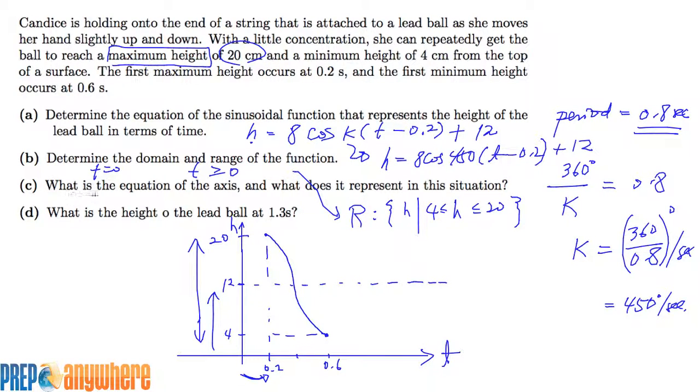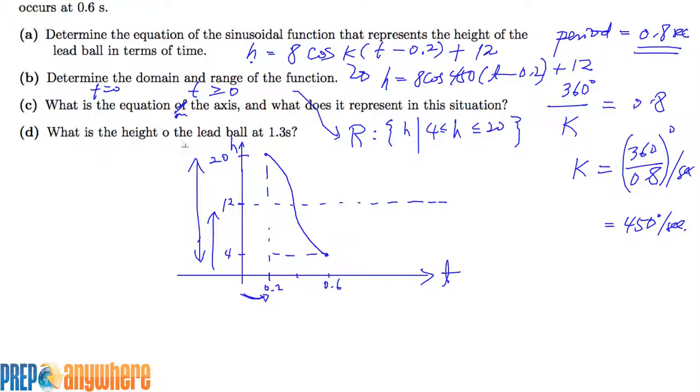Okay, for part C, what is the label on the axis, and what does it represent? It should be t and h, and the t represents the time that has passed since Candice started putting the ball up and down, right? And h represents the actual height of the ball.